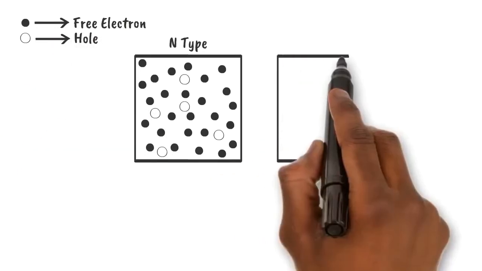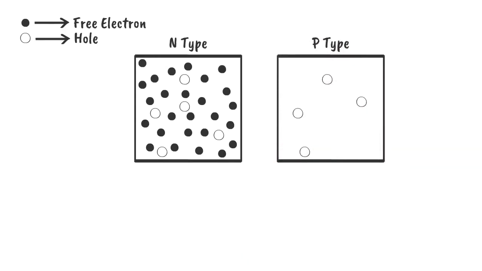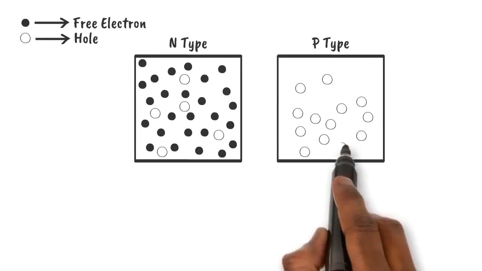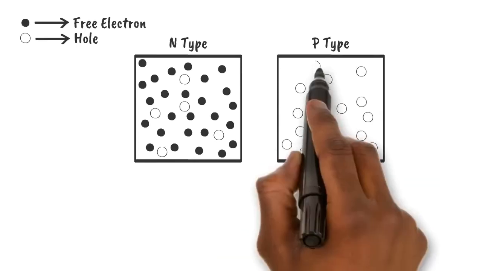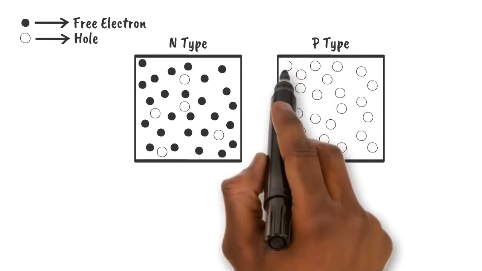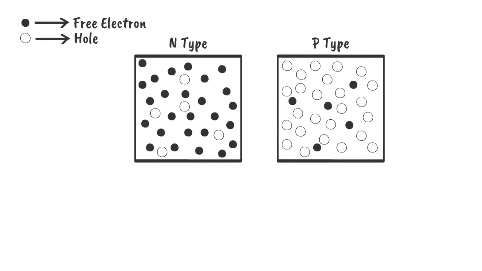A P-type semiconductor block will have a significant number of holes, and very little number of free electrons. Free electrons are present in P-type semiconductor due to generation of electron-hole pairs mainly caused by thermal excitation.